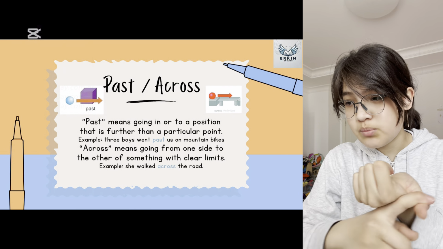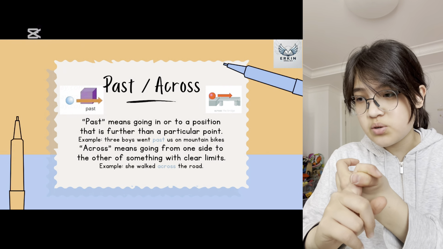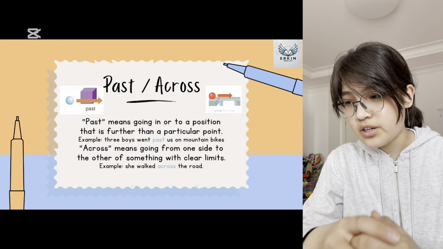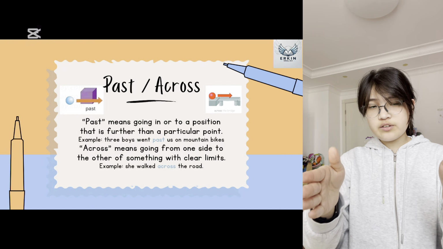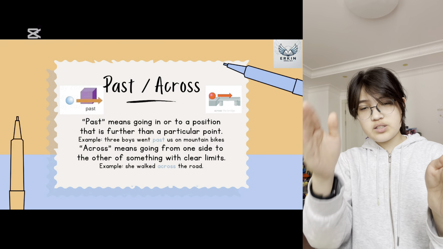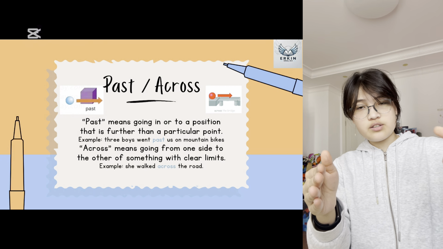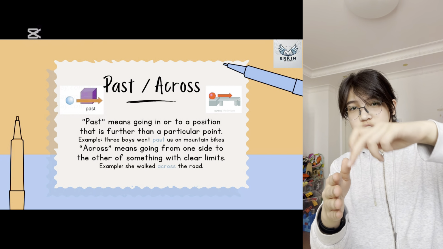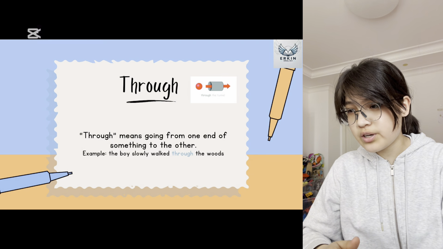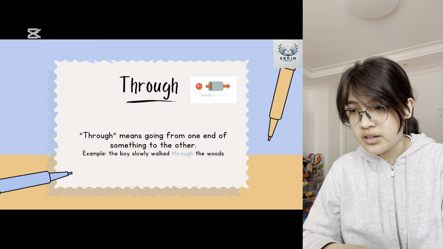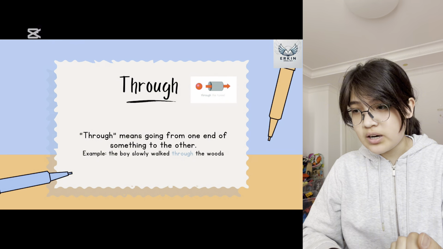Preposition across means going from one side to the other of something with clear limits. For example, she walked across the road. The road has clear limits where it starts at one point and it ends at the other, and the lady walked across the road. Then we have the preposition through. Through means going from one end of something to the other. For example, the boy slowly walked through the woods.